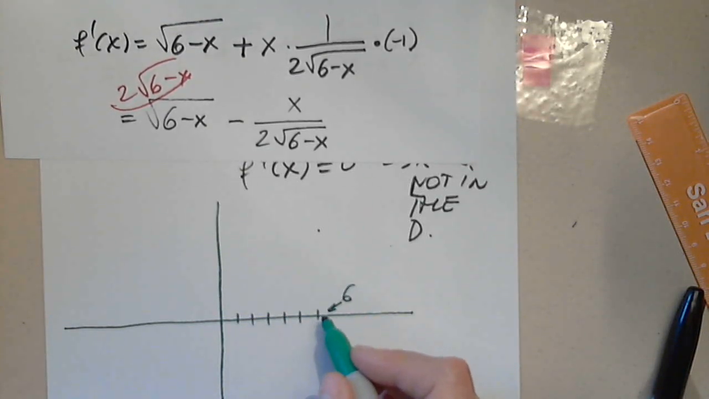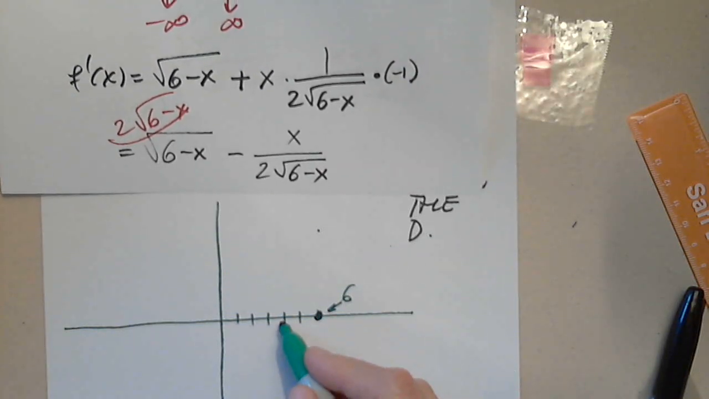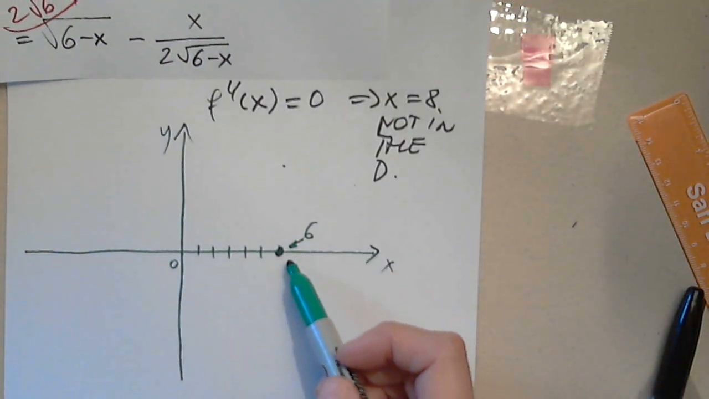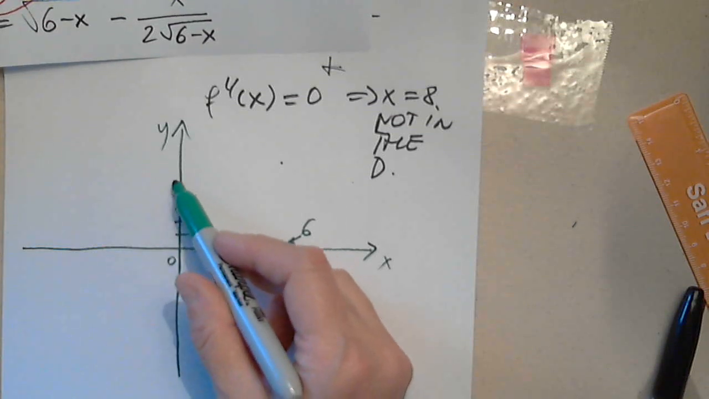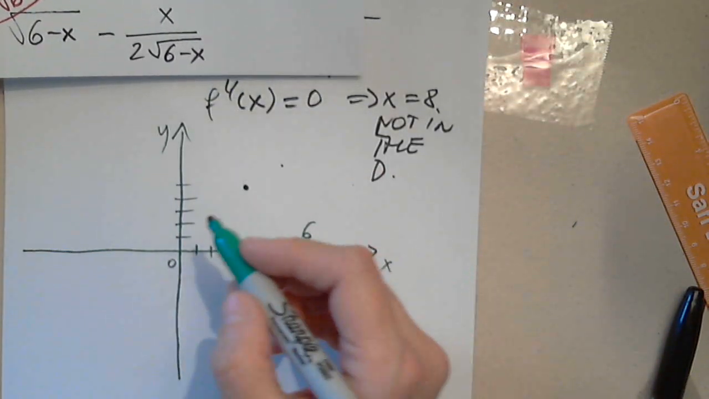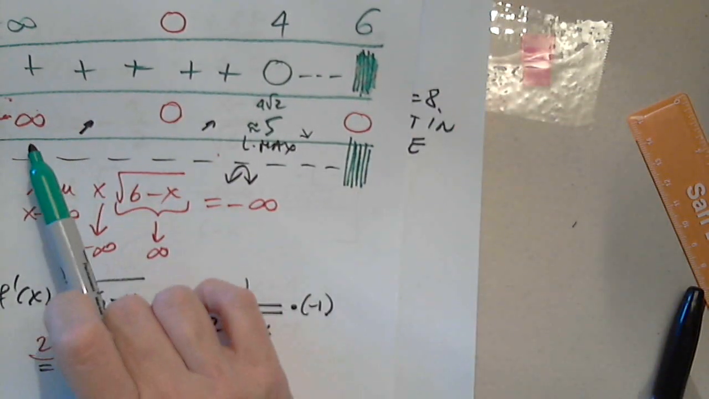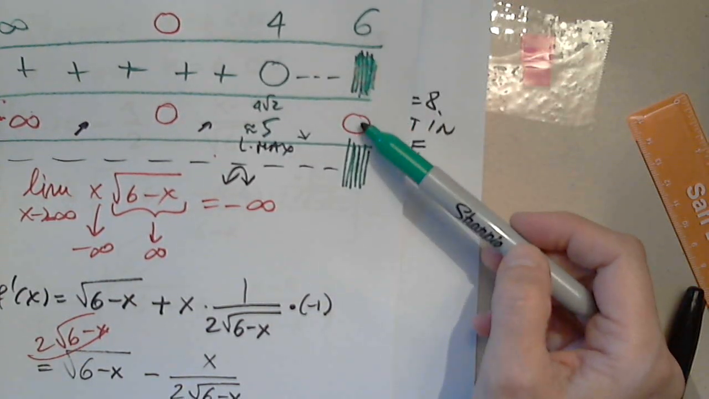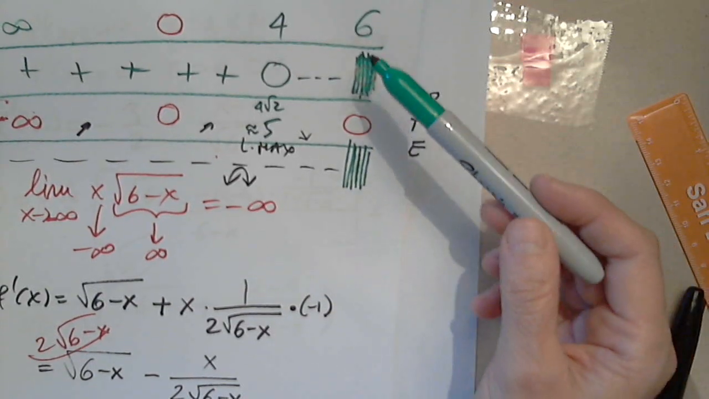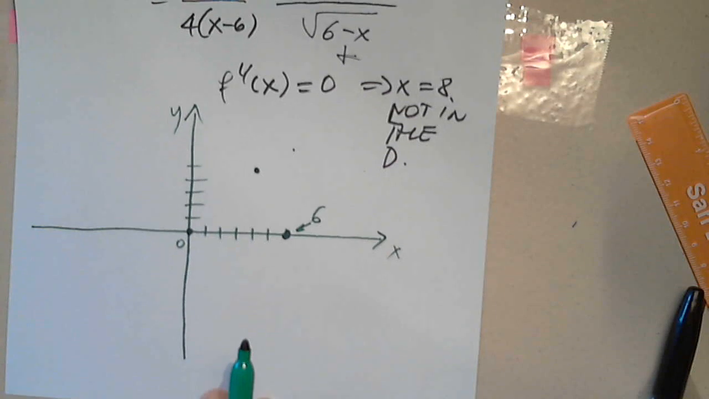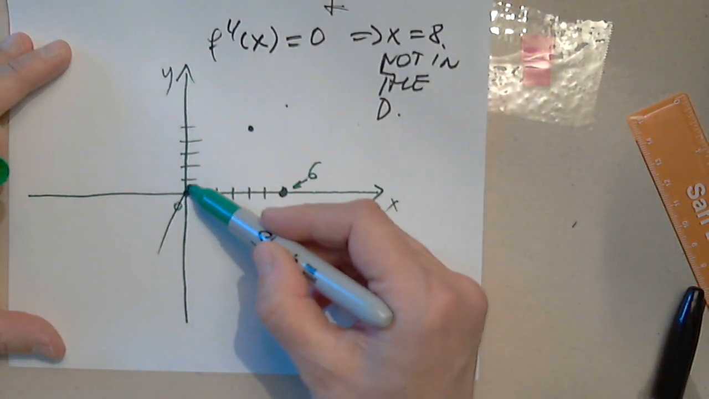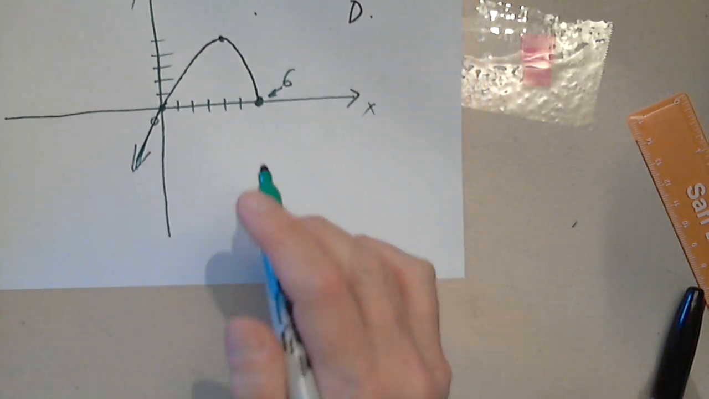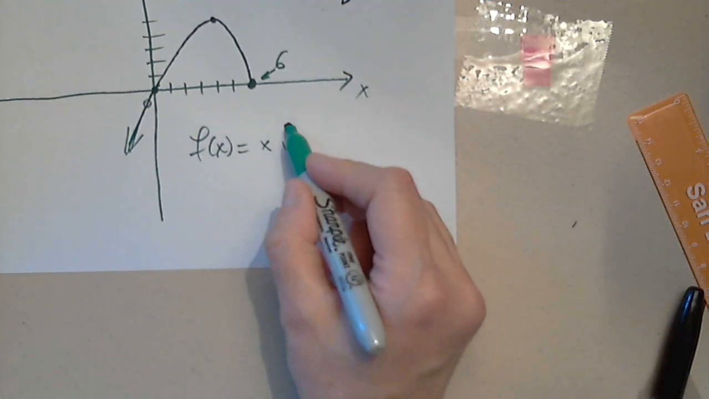That's 6, and the function is 0 at 6. At 4, local max. So at 4, it has a local max, which is roughly 5. And at 0 is 0. The function is always increasing. It's coming from negative infinity, crosses the origin, it's always opening down, gets to the maximum, and then it not crosses, but it has an x-intercept at 6, 0. So here it is. So this is the function f of x equals x times the square root of 6 minus x.